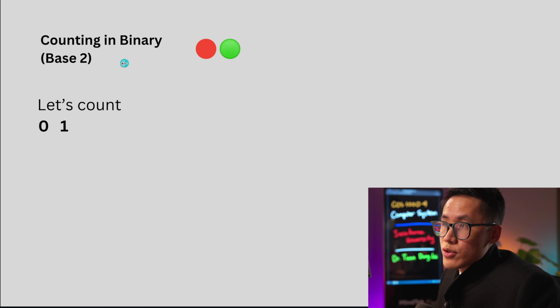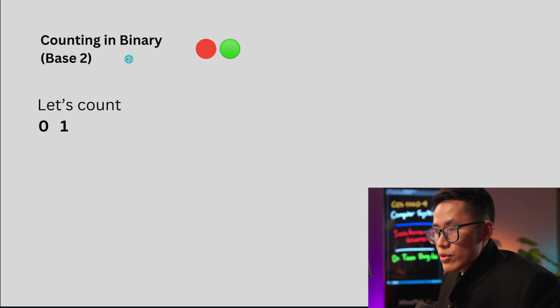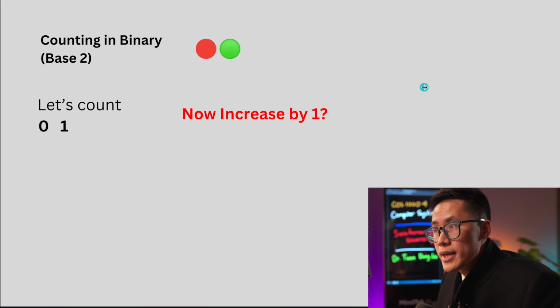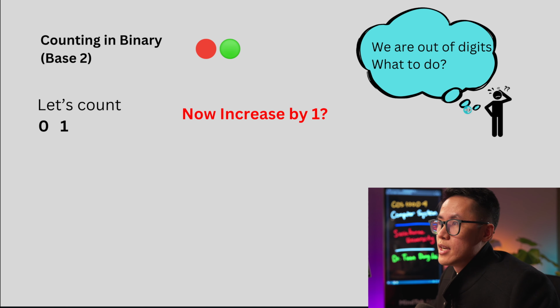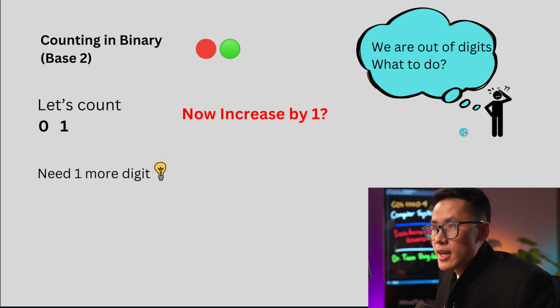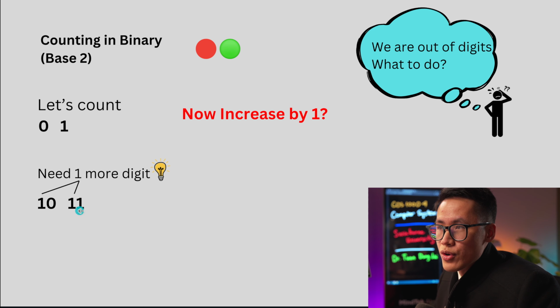Okay, now we come to binary, which is base number 2. How do we do that? So base 2, we have 2 digits, which is 0 and 1. Now, if we want to increase by 1, how do we do that? We are running out of digits. Okay, what do we do in this case? We don't have any more digits. So we repeat the patterns. We need one more digit, and then we repeat the patterns. Okay, so we're gonna use 1, and then we repeat the pattern, 0 and 1.